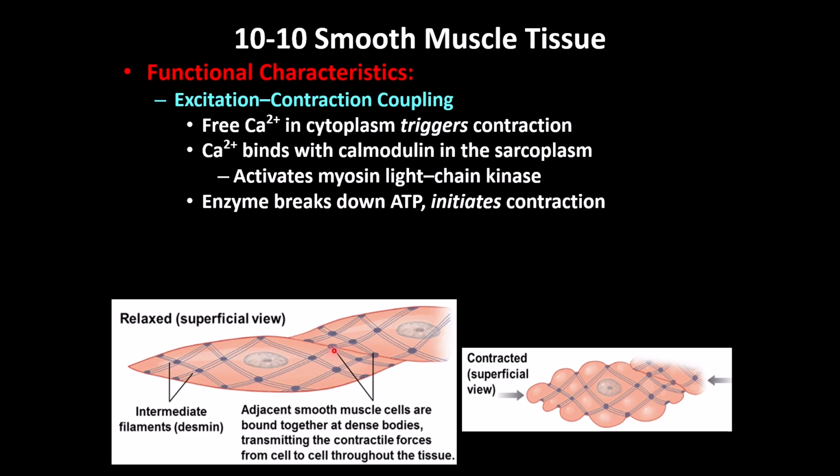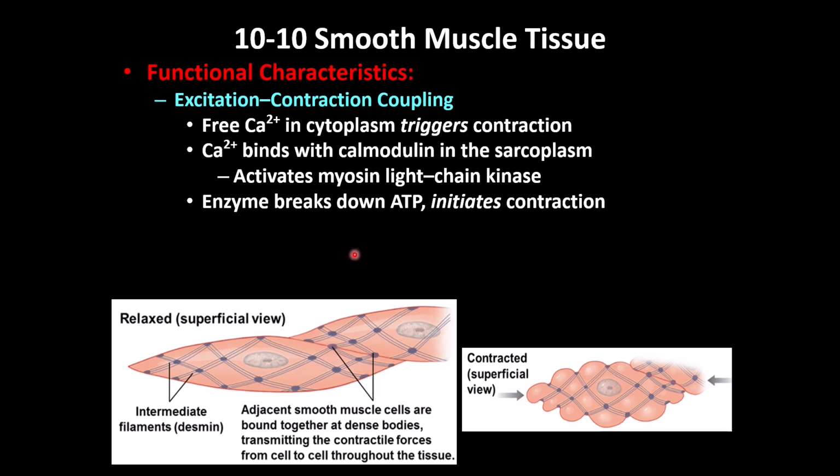Outside, these dense bodies are connected to each other too, and when there is muscle contraction, they all contract. So the contraction from one cell goes to neighboring cells, and the whole tissue can contract at the same time. As I said in the previous slide, inside the dense body you have the thin filaments. When they are attached with the thick filaments, then it can cause contraction.